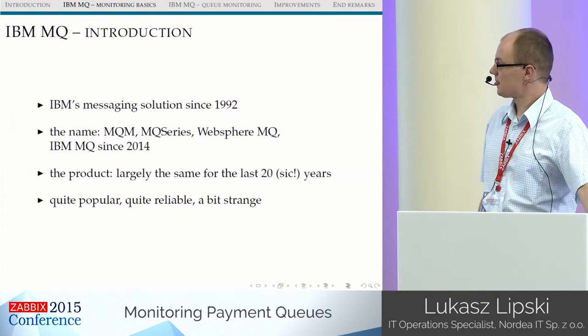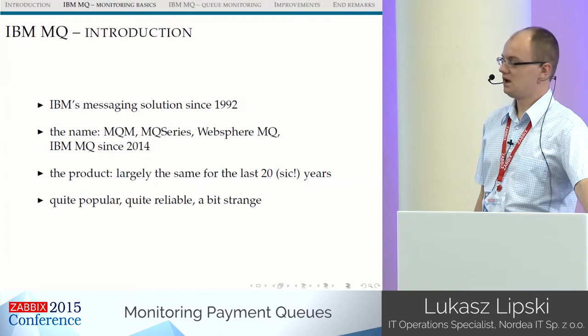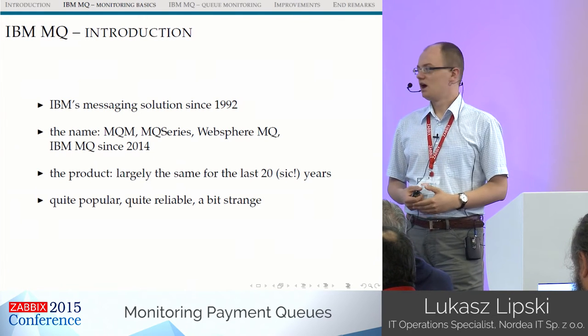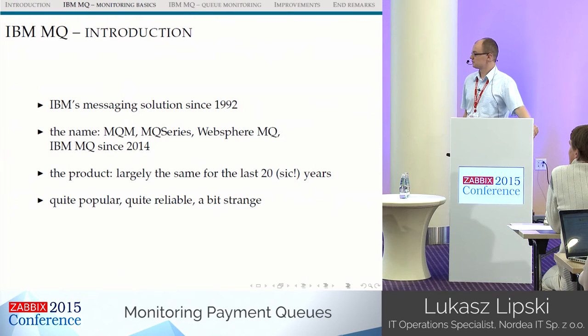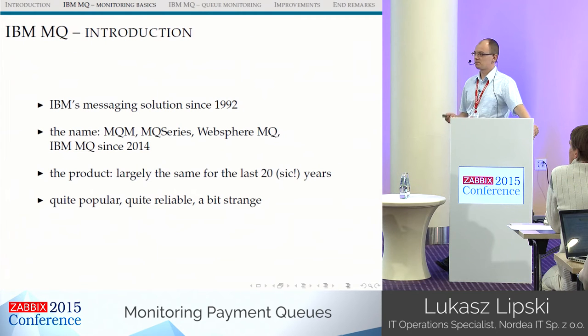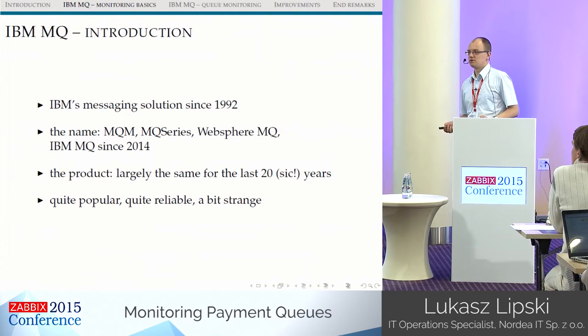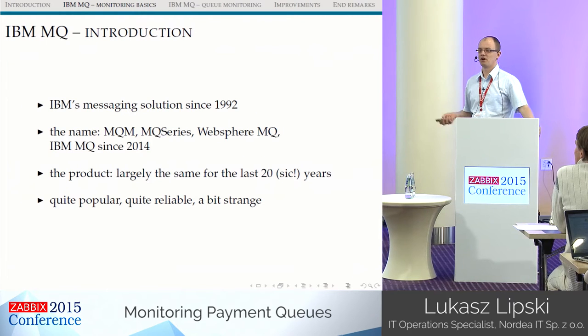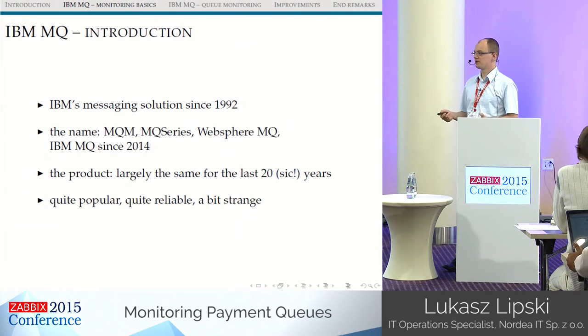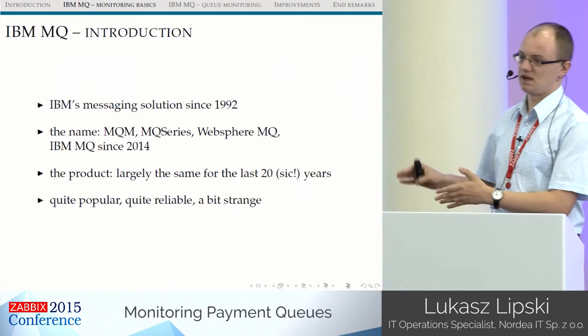When it comes to IBM MQ, it's been around for a while. And to be honest, it has changed its name more than the product has actually changed itself. IBM's MQ is quite popular nowadays. It's quite reliable, and as everything provided by IBM, it is quite strange. Most of the strangeness comes from the simple fact that although this messaging solution was introduced to the general public in 1992, the core architecture remains the same since 1970, I don't know, 75, 78. So it's a very old mainframe-based solution with the legacy of the mainframe still intact inside the code.